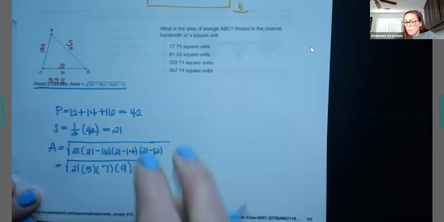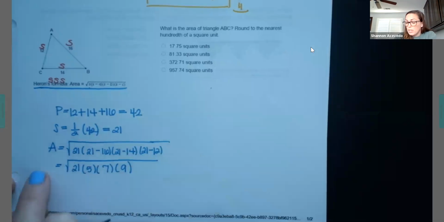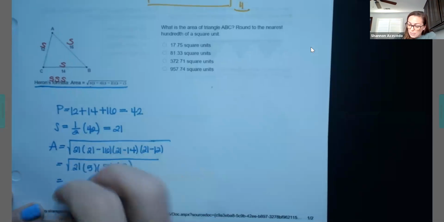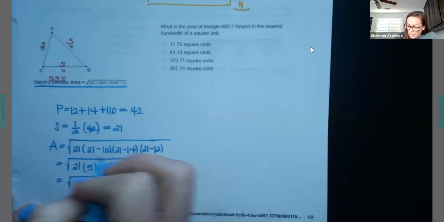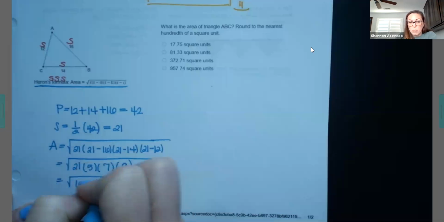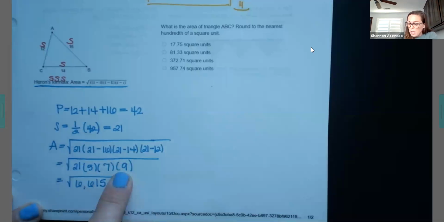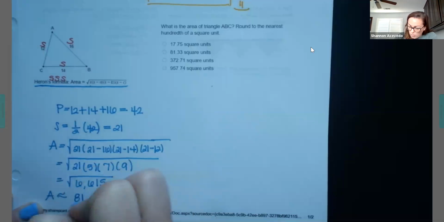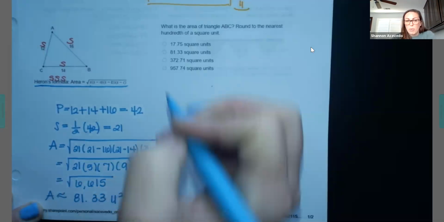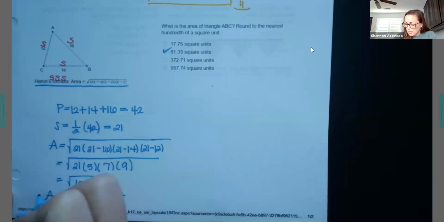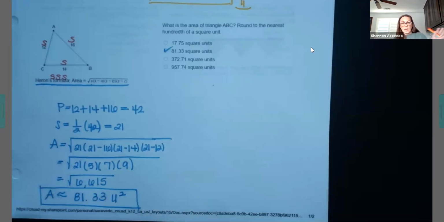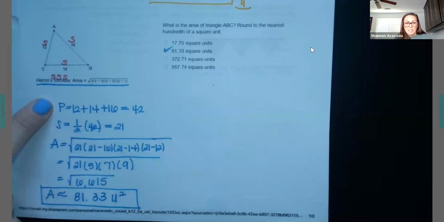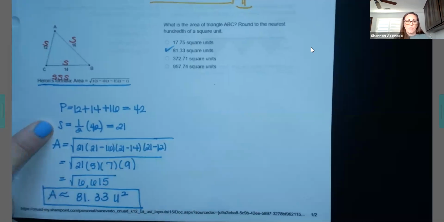And you can do it one of two ways. Do the square root and put this all in parentheses and multiply them, or you can multiply all these numbers and then take the square root. So 6,615 would be the multiplication of all of these. Take the square root of that value, and the area is approximately 81.33 square units. Done. So find the perimeter, use the perimeter to find that S value, and then use that S to help you find the area.